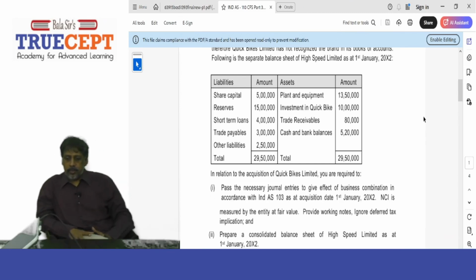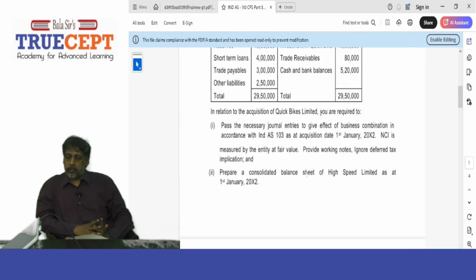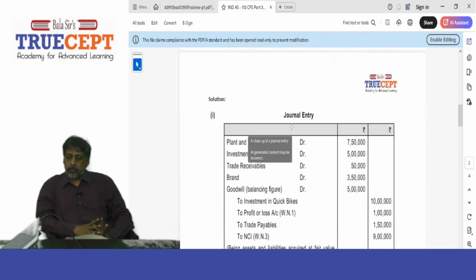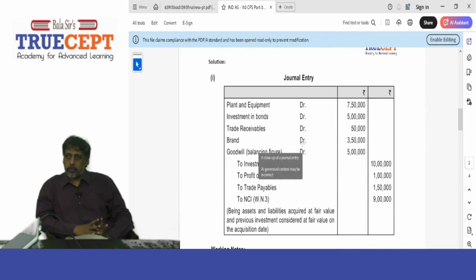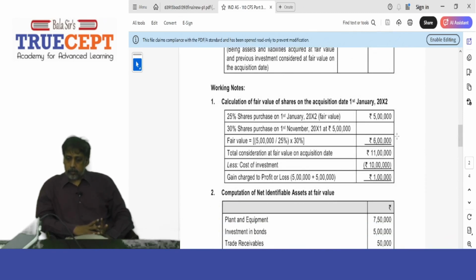Don't get scared. Next. NCI is measured at fair value. Provide working notes. Ignore deferred tax implication. And prepare a consolidated balance sheet of High Speed Limited as of 1st January 20X2. Shall we go to the solution? Solution, journal entries. No, before that, workings. Working notes: calculation of fair value of shares on the acquisition date, 1st January 20X2.